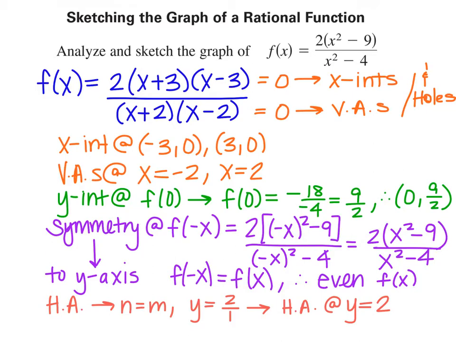Another thing I can do here is look for a horizontal asymptote. The power on the top, n, is the same as the power on the bottom, m. So that means I take the coefficients, a over b, that's 2 over 1. So I have a horizontal asymptote at y equals 2.